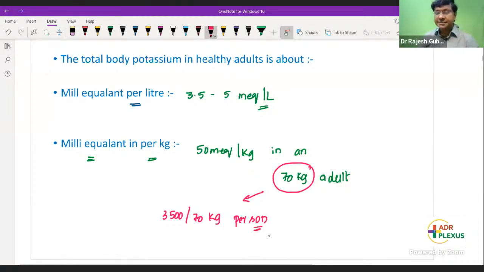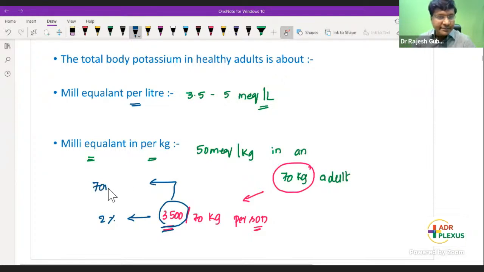Right, per 70 kg person. Now, out of this 3,500, what did I tell you? What is the percentage of potassium which is present extracellular? Any one of you? Right, very good, Kumaran. So it is around 2% which is present extracellular. So 2% of 3,500, that means, you know how much it will be outside? That is 70 milliequivalents will be extracellular.